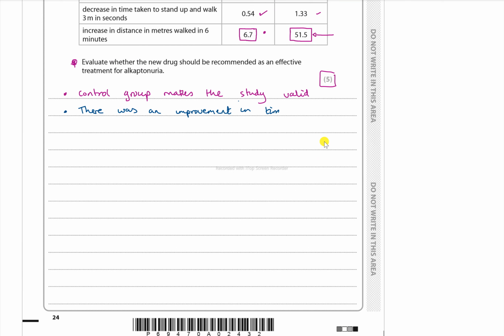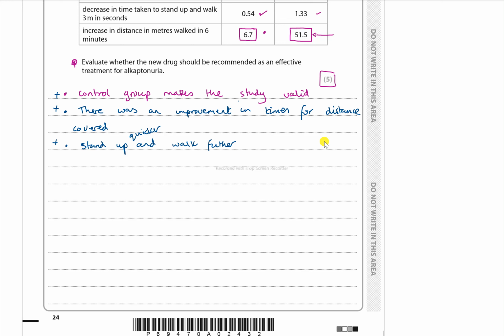in times for distance covered. Right, so that means that there's an improvement in quality of life, yeah? So they were able to stand up and walk further. Stand up quicker and walk further with the drug. So these are all positives.